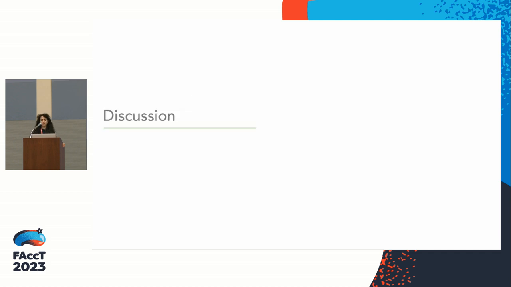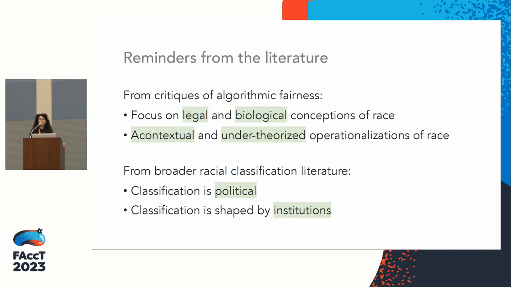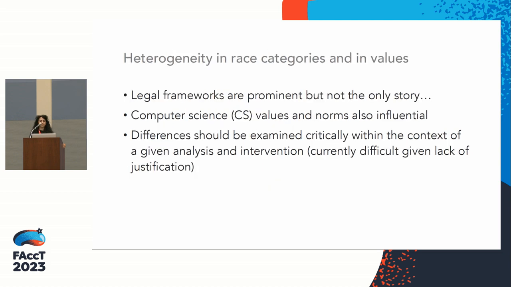And that brings us to our discussion. So some reminders from the literature. We know that the critiques of algorithmic fairness have centered on the problems of legal and biological conceptions of race. And they've also focused on these problems of acontextual and under-theorized operationalizations of race, which we also find through this persistent lack of justification. From the broader racial classification literature, we know that classification is political and shaped by institutions, which hopefully can help point us towards some interventions.